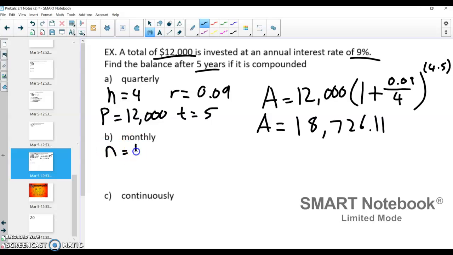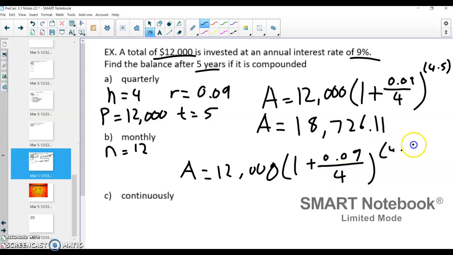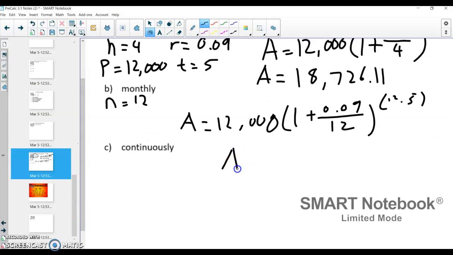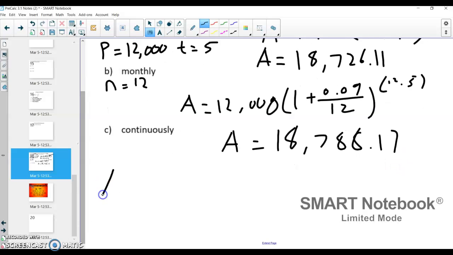Okay, monthly, things kind of change. The only thing that's really going to change is n is now going to be 12 because there's 12 months in a year. And so it becomes A equals 12,000 times 1 plus 0.09 over 4 raised to the 4 times 5. And again, I'm going to pause and do the calculator work. Sorry, I screwed this up. I got to erase it. This is not 4 and this is not 4 because that was from the last one. This is now 12 and this is now 12. And now I'm going to do my calculator work. What I end up getting as an answer was A equals 18,788.17.